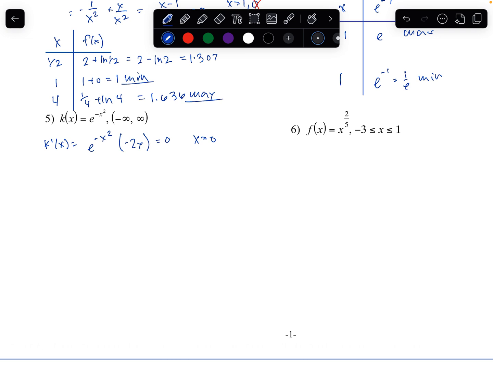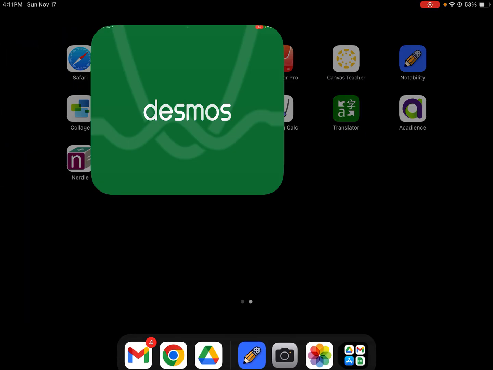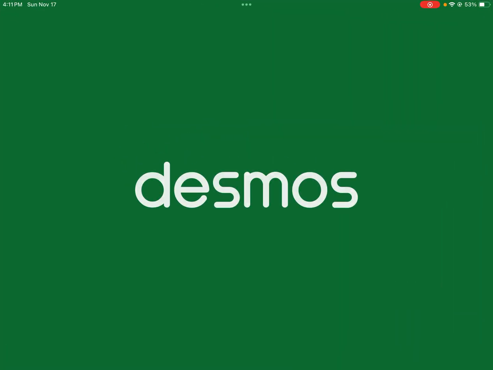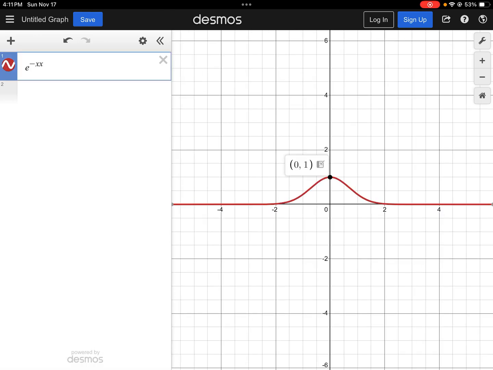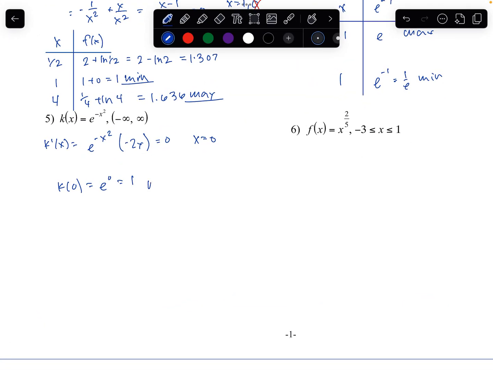So then if I do k of 0, that's going to be equal to just e to the 0, which is going to be equal to 1, which is going to be our min or max. And I'm just going to graph it really quickly to kind of confirm. So we have e raised to the negative x squared. That's what it looks like. And at x equals 0, there you go, it's 1. So it's a maximum.